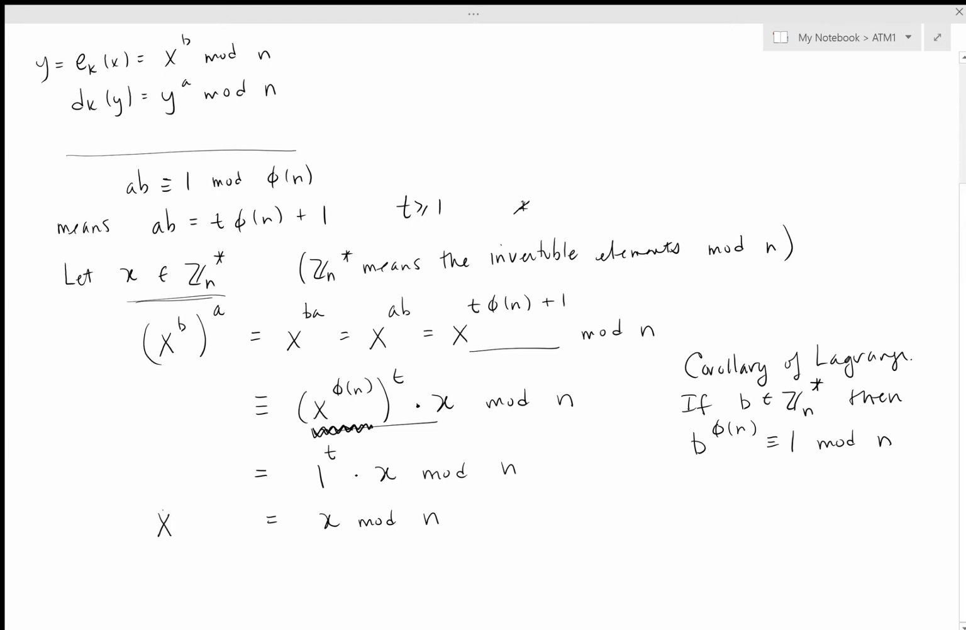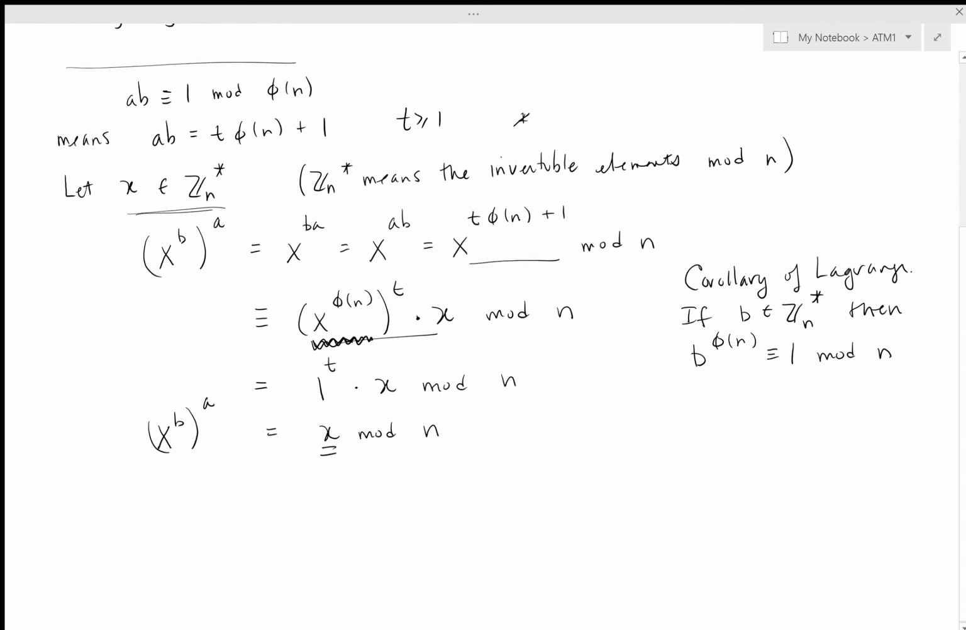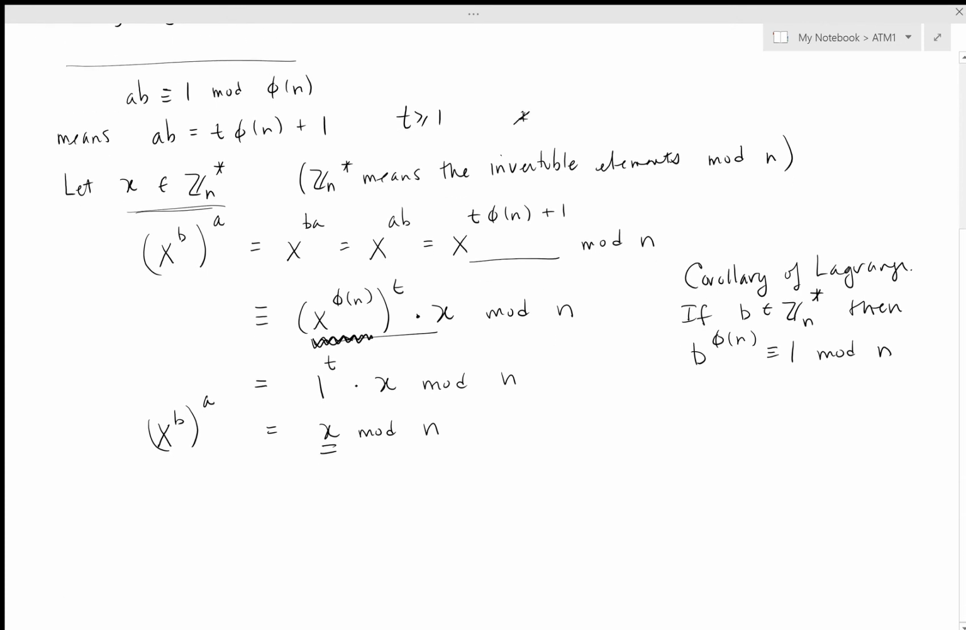That is, x to the b: I encrypt x by taking x to the b, then I decrypt it by raising it to the 8th power, and I get back what I started with, my plain text. So that is for when x is in Zn star.